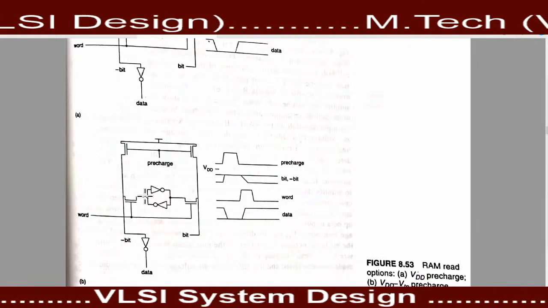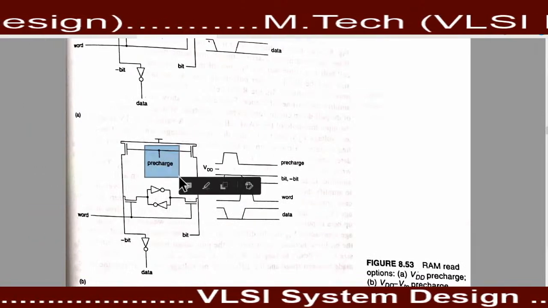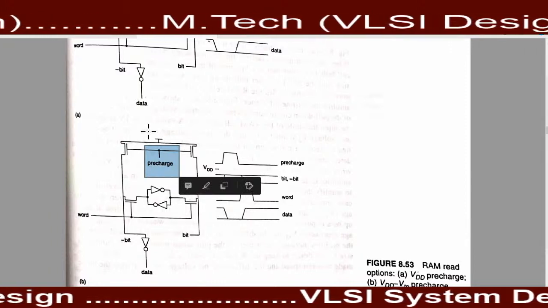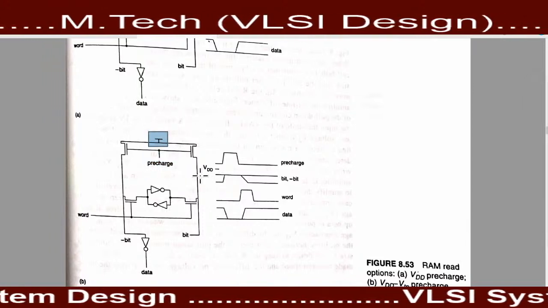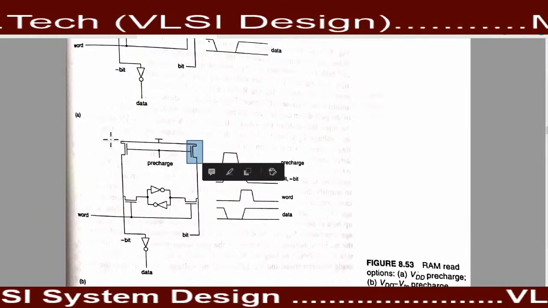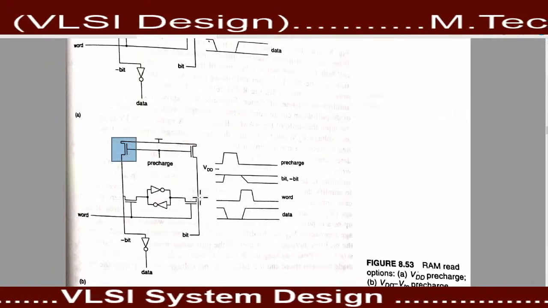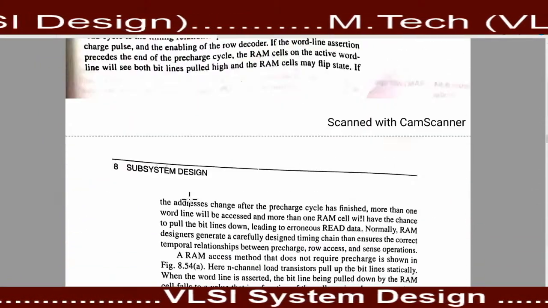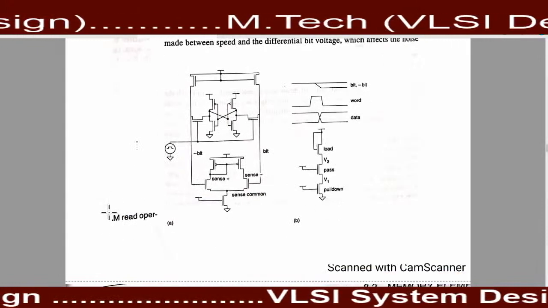The same circuit is presented here. Always remember that to read the data, first you need to provide the pre-charge signal. When we provide the pre-charge signal, this transistor will operate, and the VDD voltage will be at this end. So this is all about the reading operation of this SRAM cell.